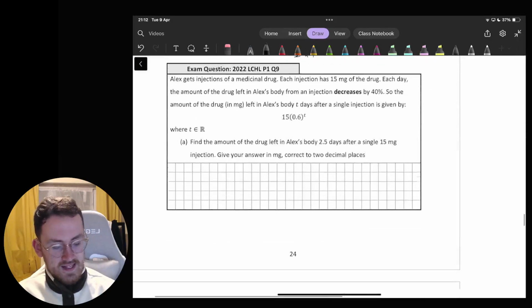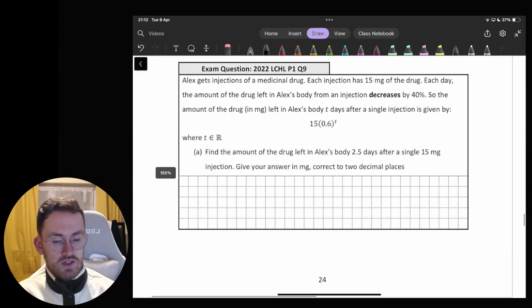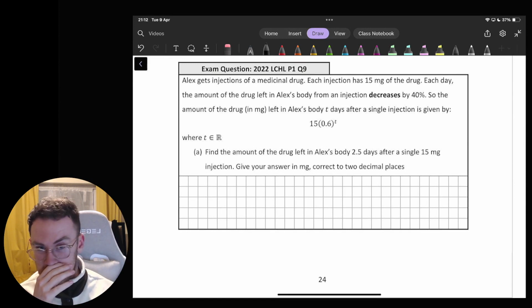So getting into some exam questions now. This exam question, I suppose, is a practice across the geometric sequences and series, really. So it's a practice across all of them, making use of everything that we've come across so far.